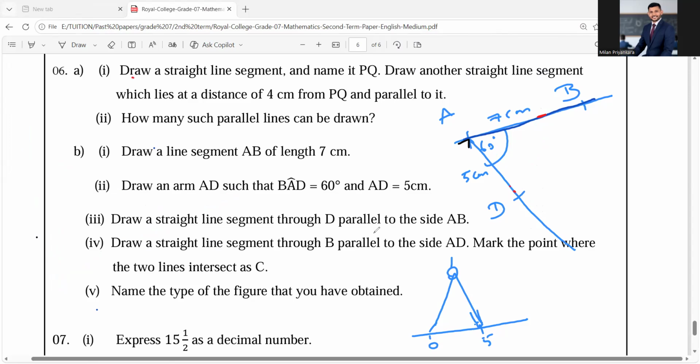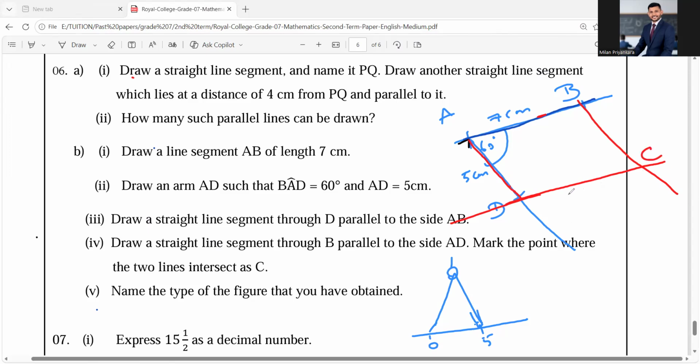Fine. And then draw a straight line segment through D parallel to side AB. And I taught you how to draw a straight line, and you have to draw that through D, right? Parallel to AB. And draw a straight line segment through B parallel to AD. And parallel to this AD, you have to use the same method. You draw this line. And mark the point where the two lines intersect as C. Okay, now this point is C.